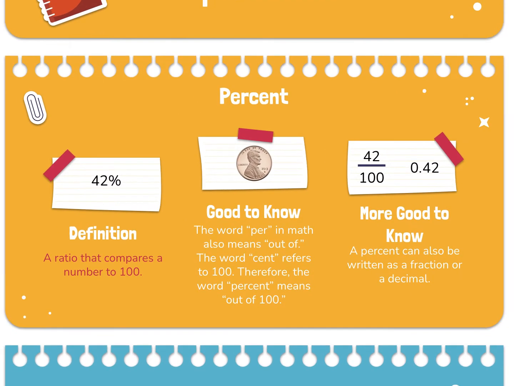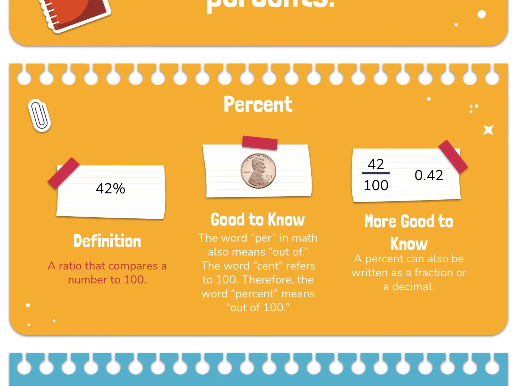In order to understand how to convert between percents, fractions, and decimals, we first need to understand what a percent is. Here we have 42%. The definition of a percent is a ratio that compares a number to 100. So when we say 42%, we're actually comparing that 42 to 100.